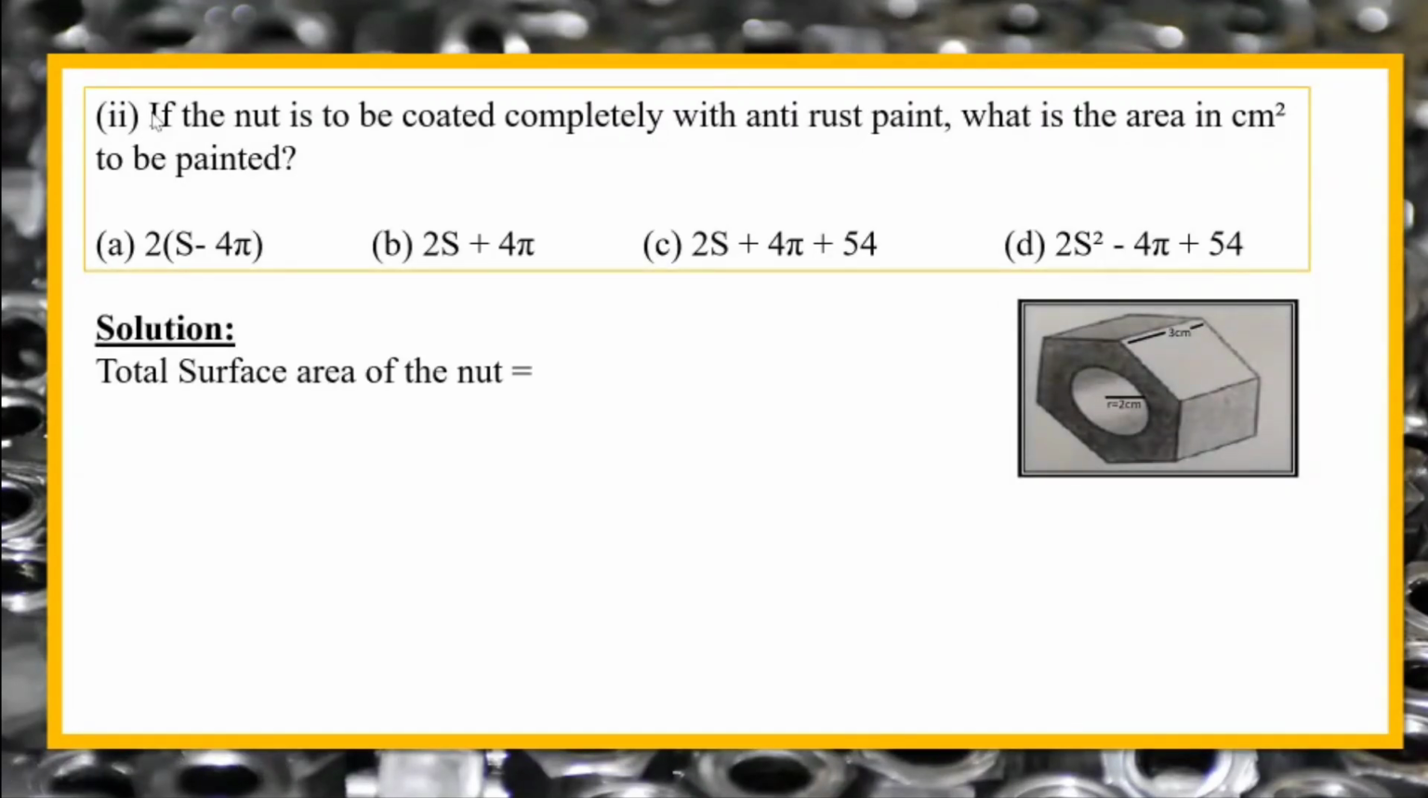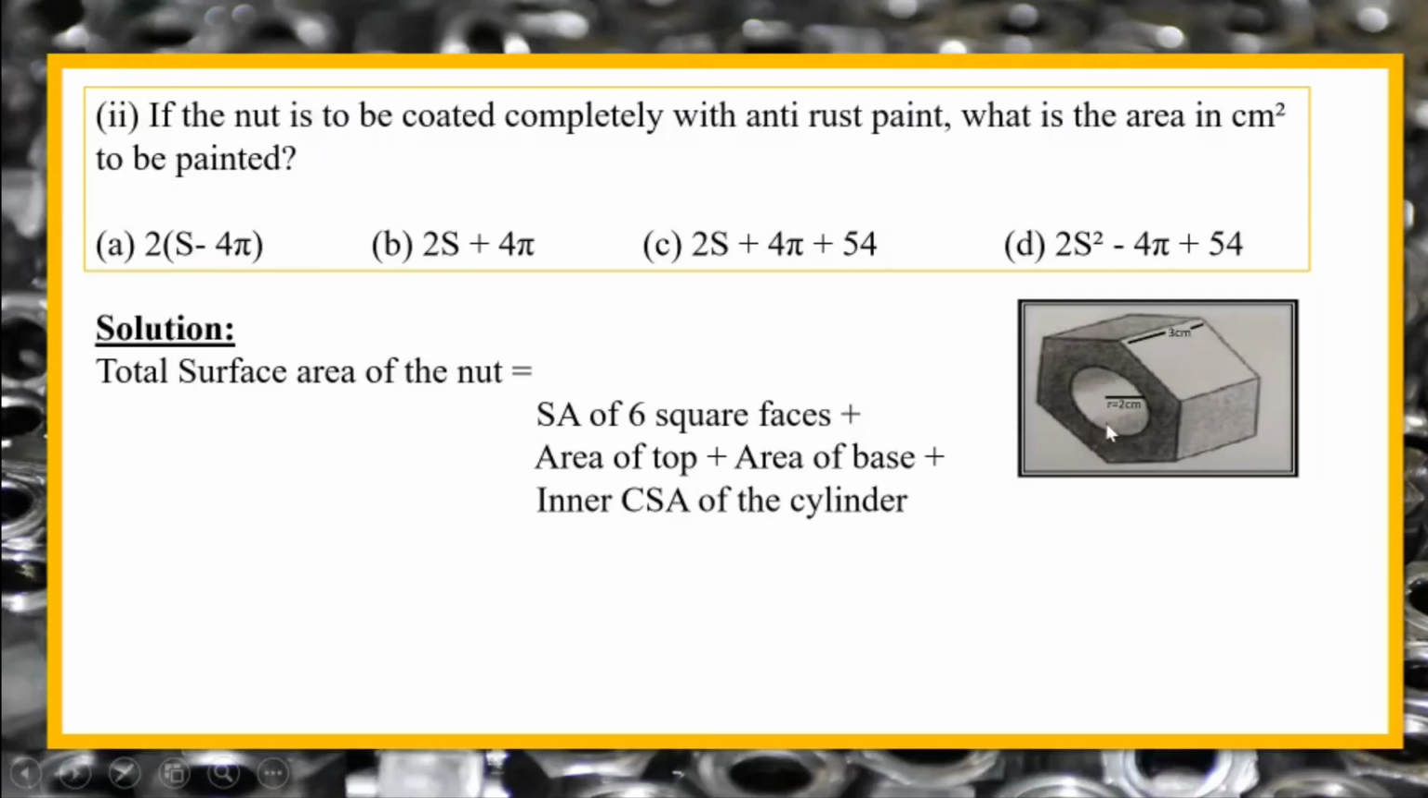So I can safely say the total surface area of the nut is equal to the surface area of six square faces plus the area of the top plus the area of the base, which is a hexagon minus the area of the circle, plus the inner curved surface area of the cylinder. So that is equal to how much? 6 into 3 square. The side of each square is 3, so its area comes out to be 3 square. Since there are 6 square faces, it is 6 into 3 square. Area of the top is the area of the hexagon, which is S, minus the area of the circle, which is pi r square, so pi into 2 square.